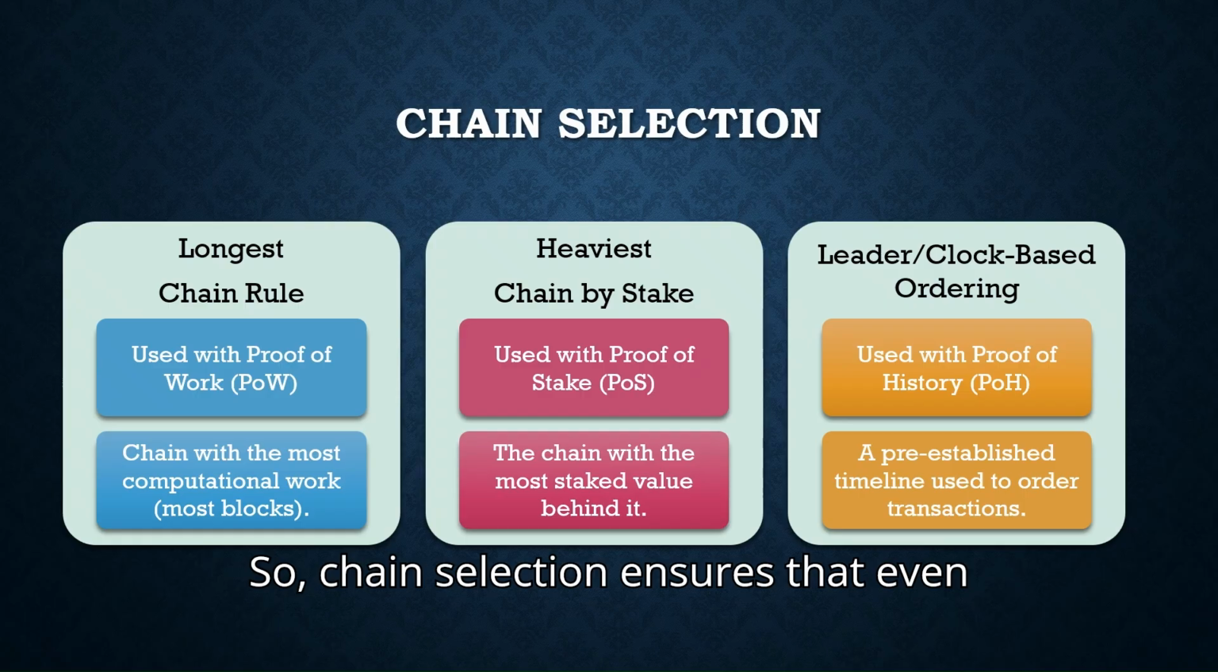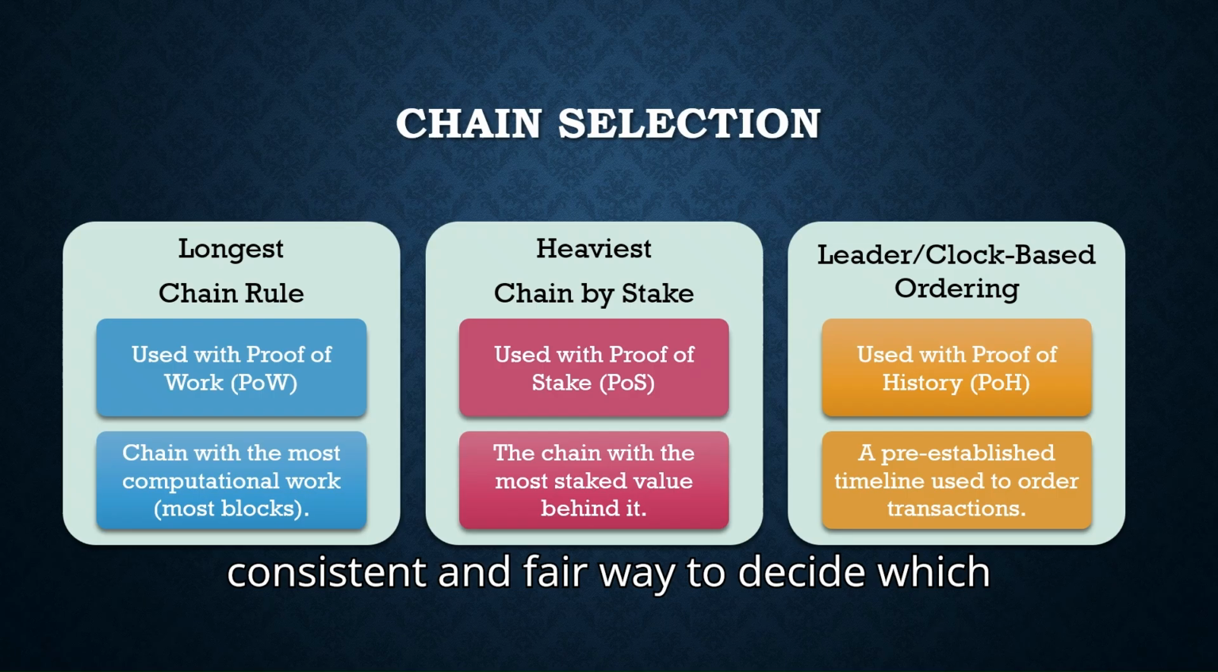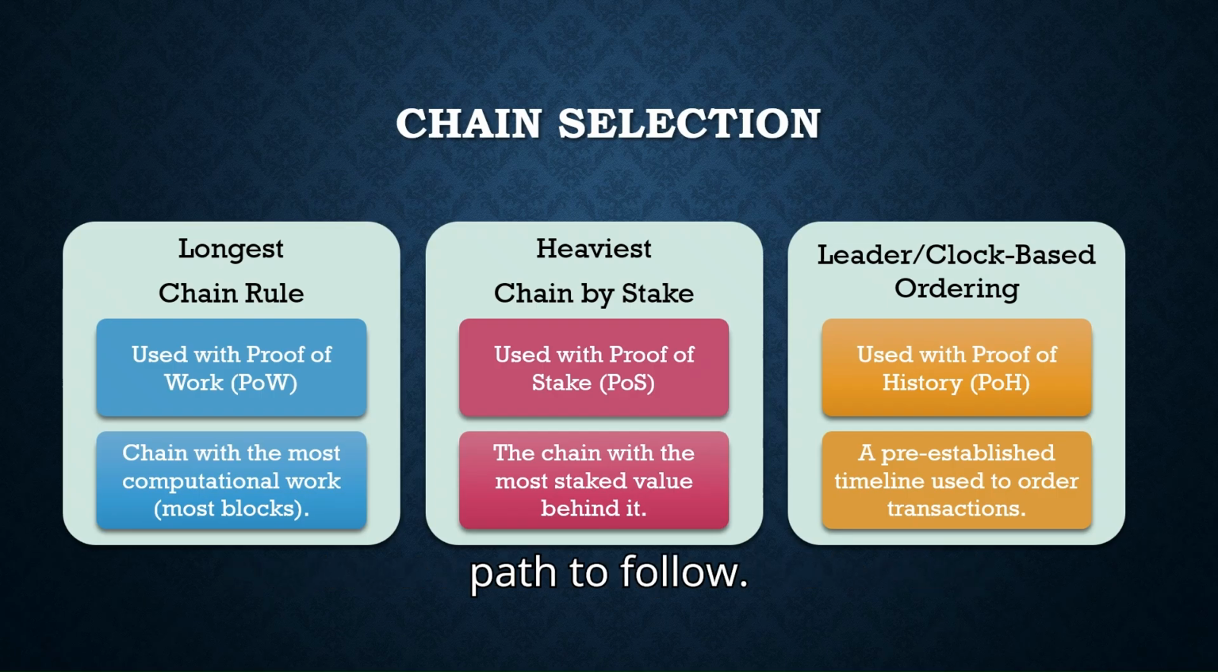So, chain selection ensures that even if forks appear, the network has a consistent and fair way to decide which path to follow.